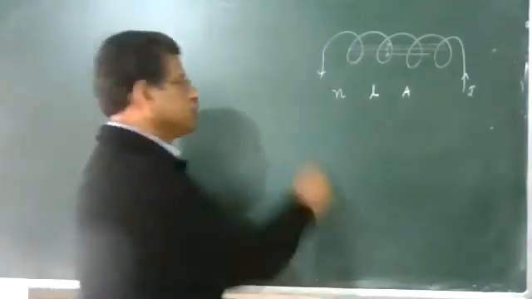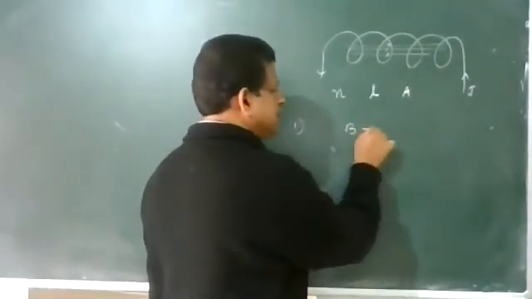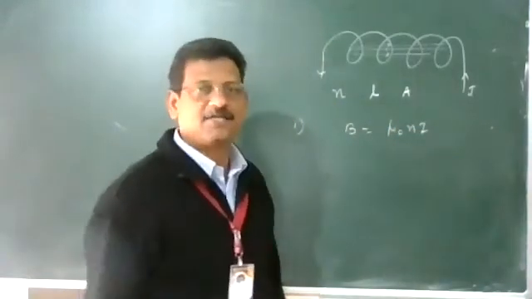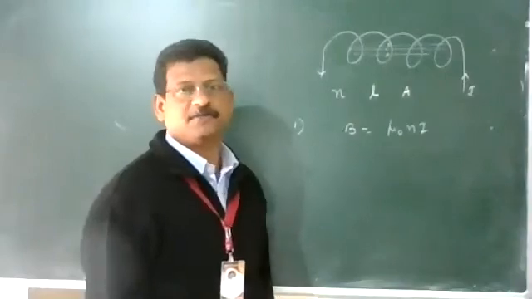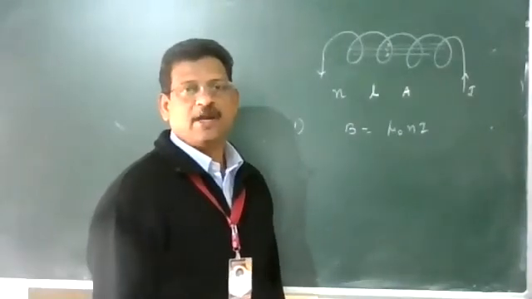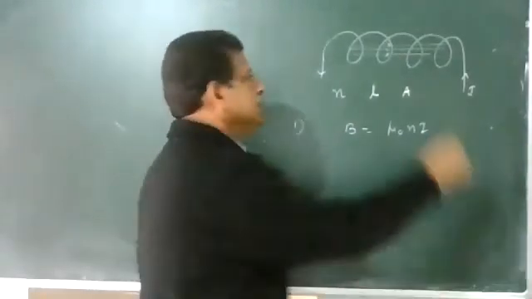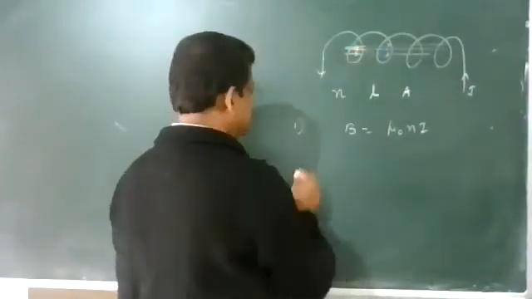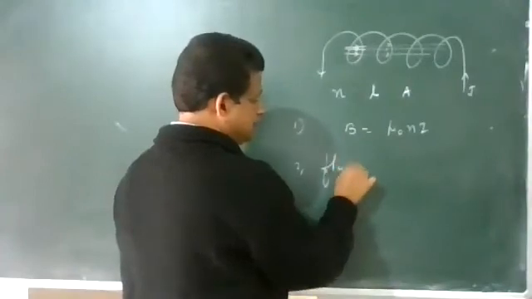So first point: what is the magnetic field inside? B equal to mu naught n I. The magnetic field inside is B equal to mu naught n I. So what is the flux through one turn? Take a single turn: how many flux lines are passing through one turn? So, flux through one turn.